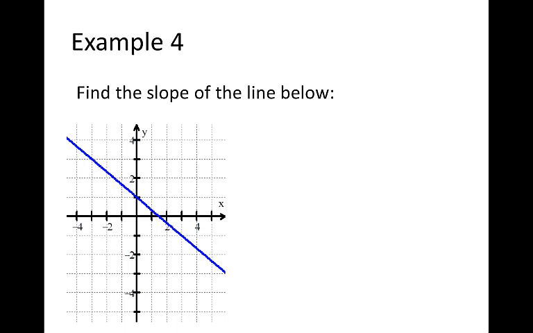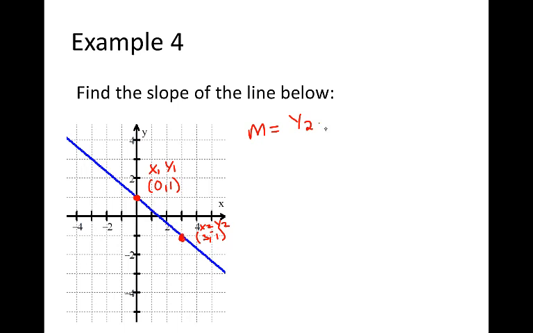Example 4, find the slope of the line below. Pause the video here, see if you can do one. All right, welcome back. Label your 2 points. There's a good looking point there, and here's another good one. So this first point is 0, comma 1. Next point here is 3, comma negative 1. Label x1, y1, x2, y2.